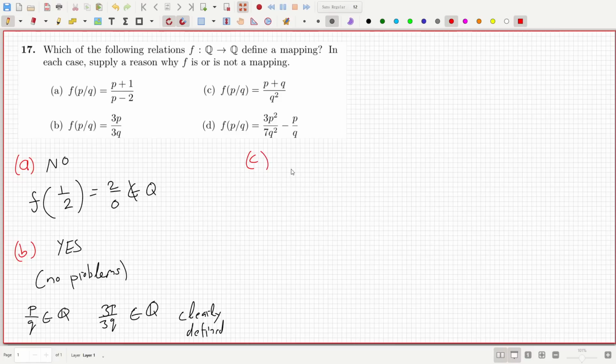C now. Let me skip C, come back to D, because D is easy as well. So if you had something like f of 1, oh no, you couldn't have Q as 0. So, okay, that's not as easy as I thought.